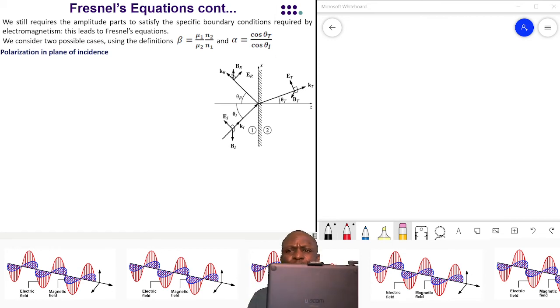it means that the electric field is actually in this direction of the plane of incident. Remember, this is my X and this is my Z. So I have my interface like this. So the electric field, which tells us about the polarization, is in the direction of the plane of incident. I hope you are able to make sense of that.